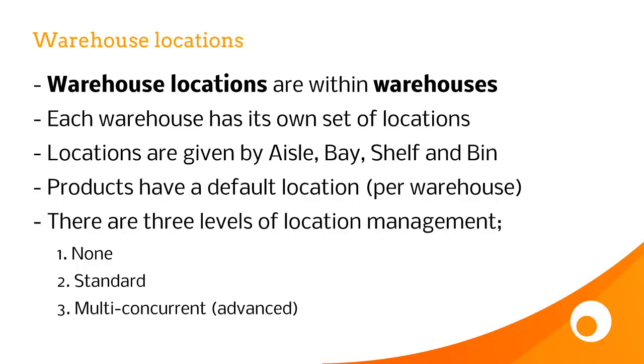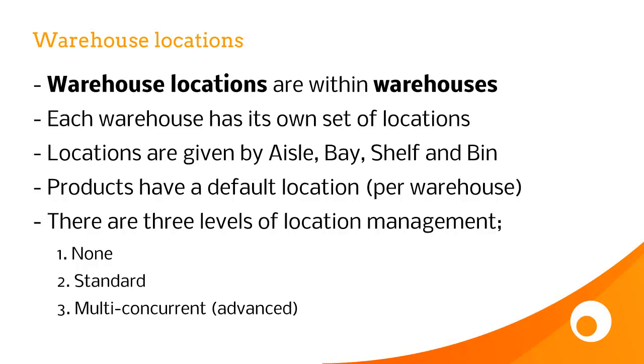So products have a default location, and the default location can depend on the warehouse. So in warehouse A it might be in position 1, but in warehouse B the same product might be in position 4. Now there are 3 levels of location management, and this concept is covered in detail in a separate video.